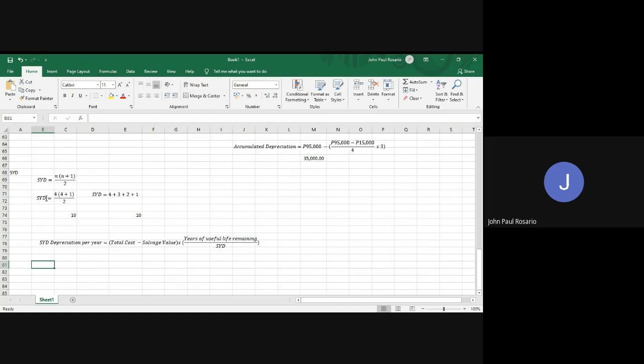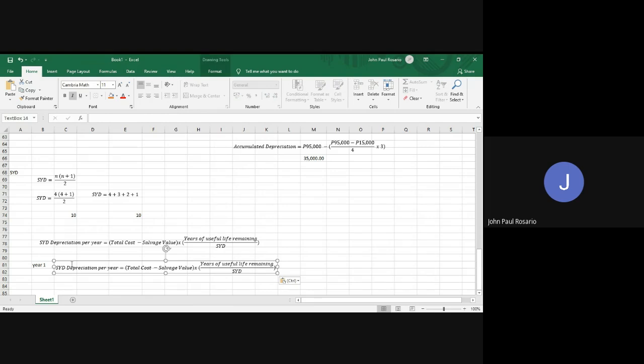so we now have our SYD. On year one, for example, the depreciation on year one would be our total cost of 95,000 minus the salvage value of 15,000.